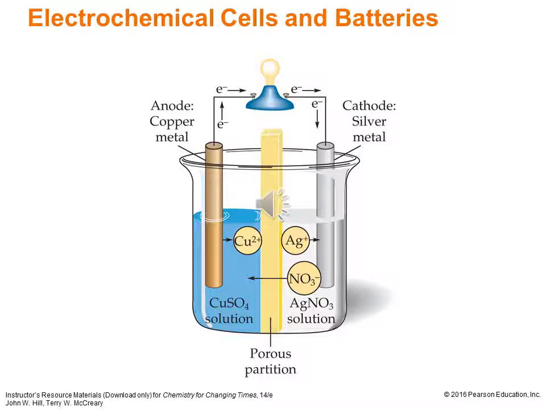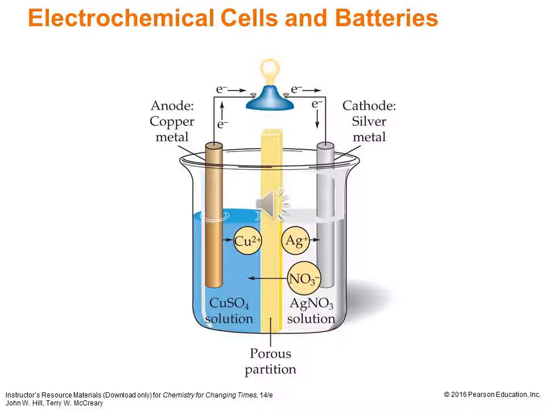In our example several slides ago, we had the silver metal plating on the copper metal. That's a good process if you want to silver plate something, but it doesn't make use of that flow of electrons. An electrochemical cell will separate those two half reactions so that we can make use of the electron flow, the electrical energy generated, to power some device. In this example, you see the light bulb above there.